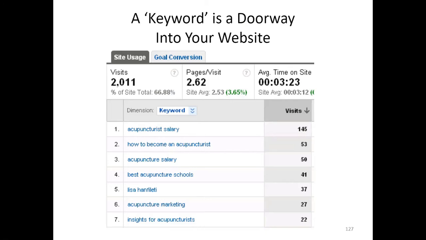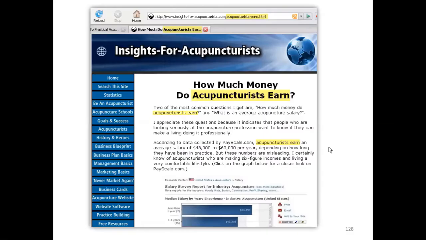So here's what I did. I did what they were doing. I Googled, what's an acupuncture salary? I did research, and I figured out that there was one site that actually talked a little bit about acupuncturists and how much they earn. So here's what I did.